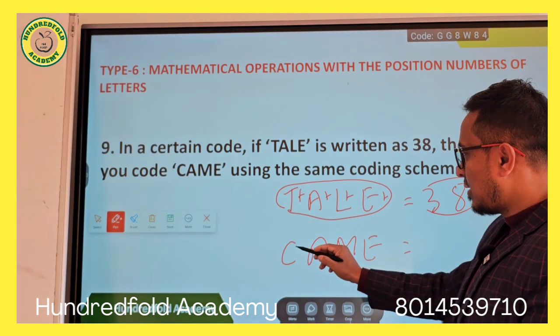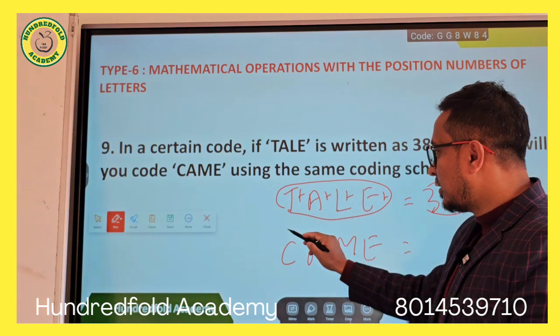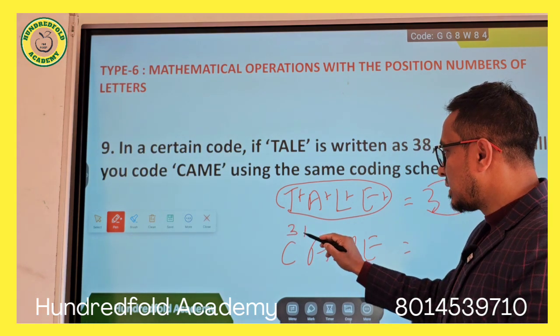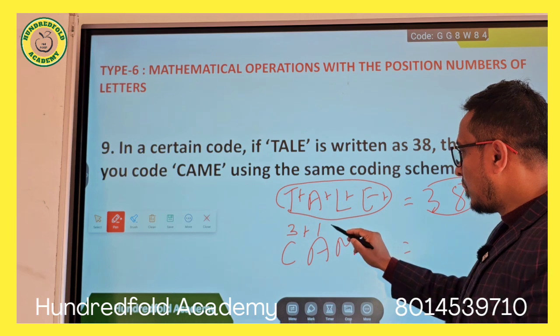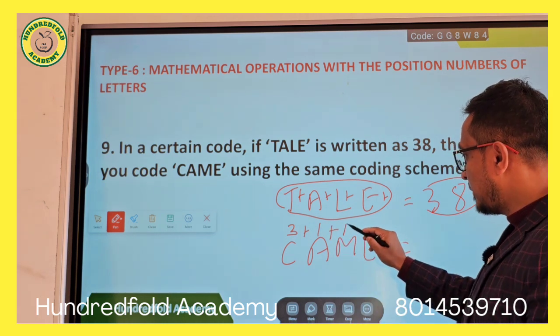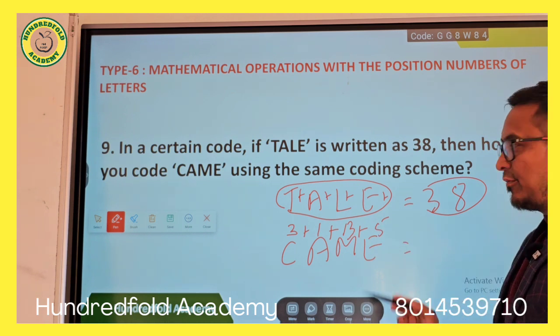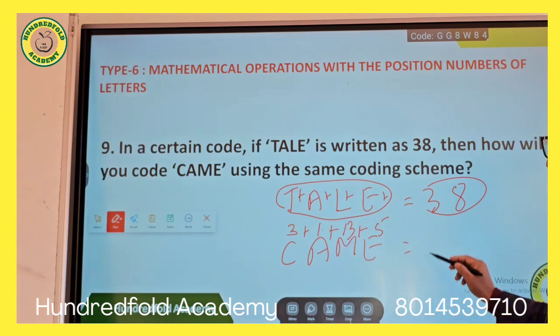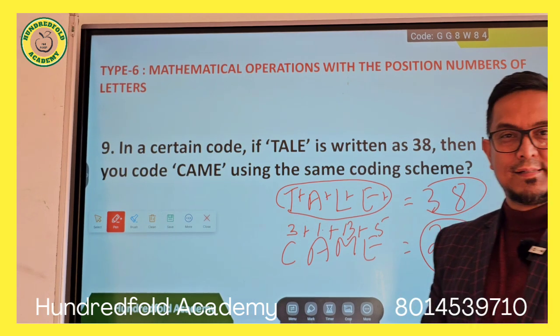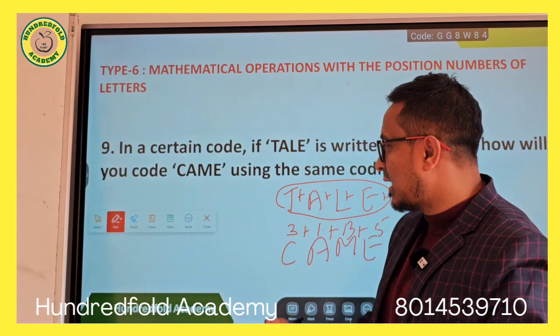Let's take, for example, C is, I'm sure yours is 3, plus A is 1 plus M, I assume, must be 13 plus E is 5. So 13 plus 5, 18, 19, 20, 21, 22. So your answer is came is 22. So this is another very easy one.